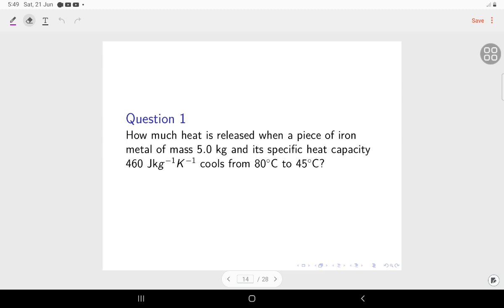I want us to look at two nice questions on specific heat capacity. Now let's look at the first one. How much heat is released when a piece of iron metal of mass 5.0 kilograms and specific heat capacity 460 joule per kilogram per Kelvin cools from 80 degrees Celsius to 45 degrees Celsius?